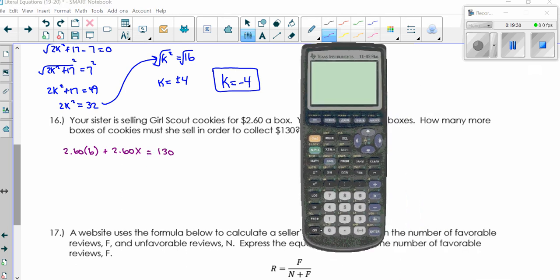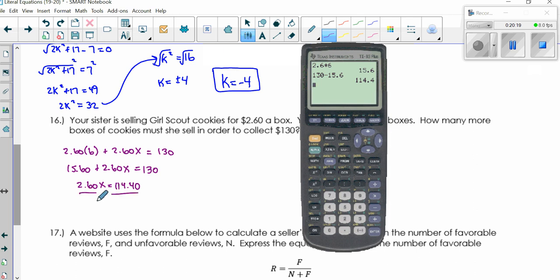So I can use my calculator, and I would say 2.6 times 6, so $15.60 plus $2.60x equals 130. We would subtract this 15.60 from both sides, giving us 2.60x equals, so if I take 130 and subtract 15.6, I get $114.40.